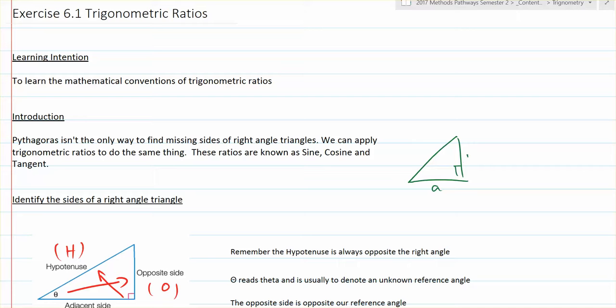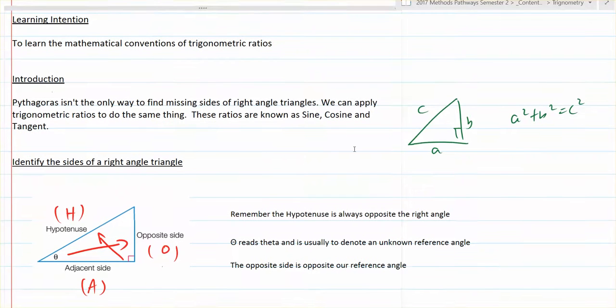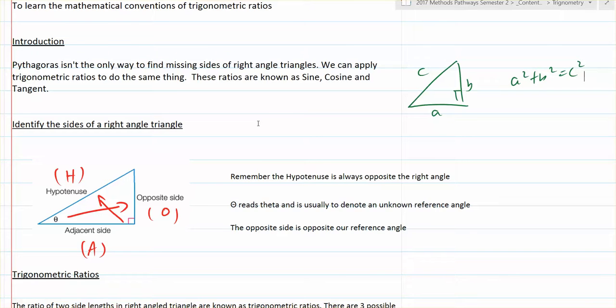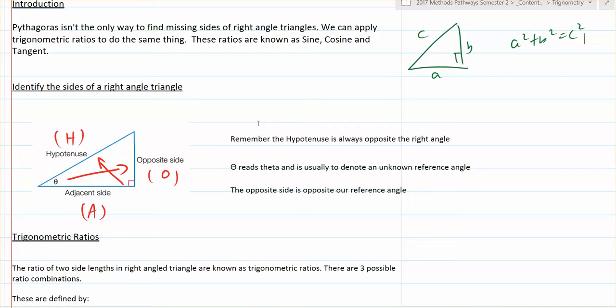So we've got a, b, and c. The relationship is a squared plus b squared equals c squared. Now, we're going to learn an alternative way to find the lengths given a side length and an angle within the triangle. We do this using something called trigonometry.